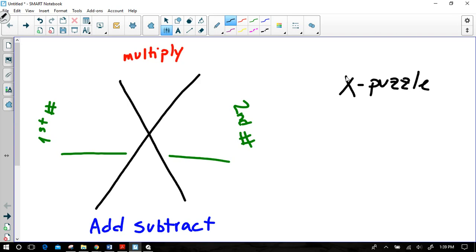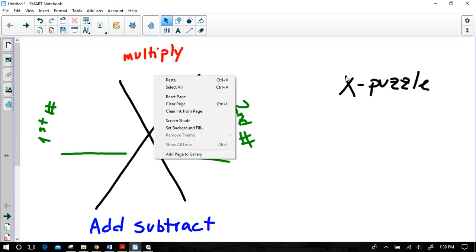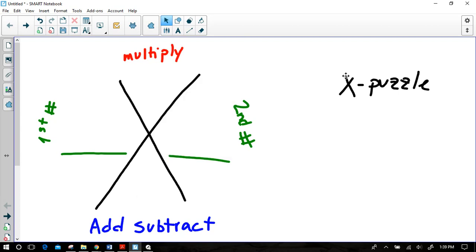Obviously, you see a ginormous X, okay? And what that X creates is 4 different areas. There's an area on the bottom, an area on the top, and I've written two words there. On top it says multiply, on bottom it says add, subtract, and there should be a slash there. And then you can see that there's a left and a right as well.